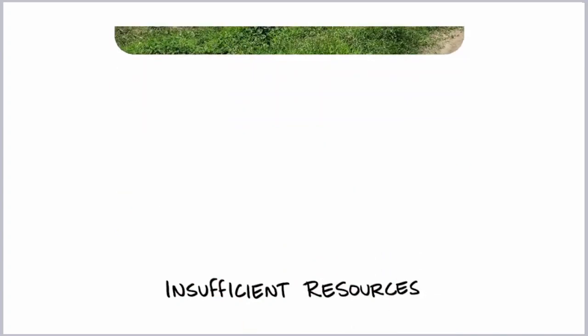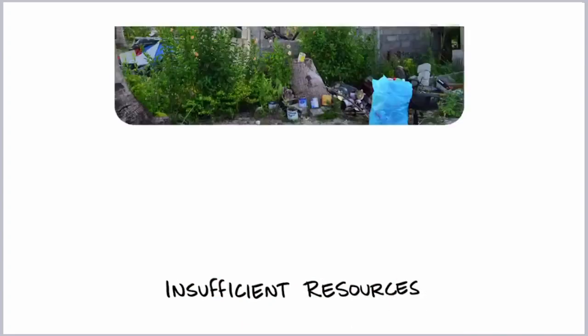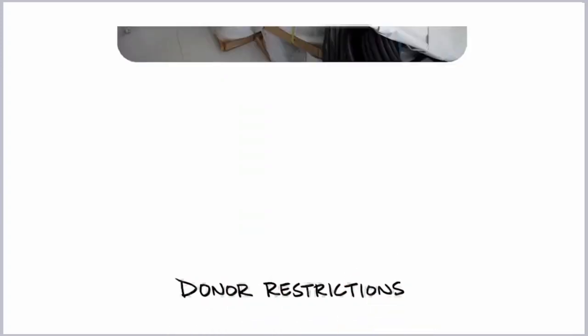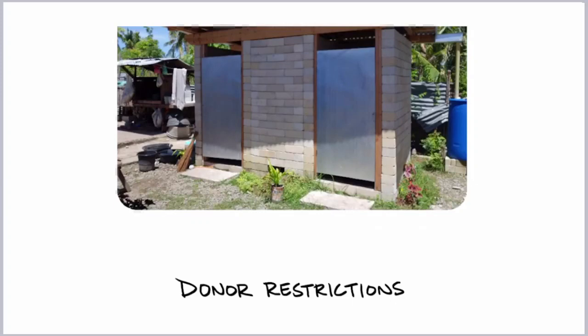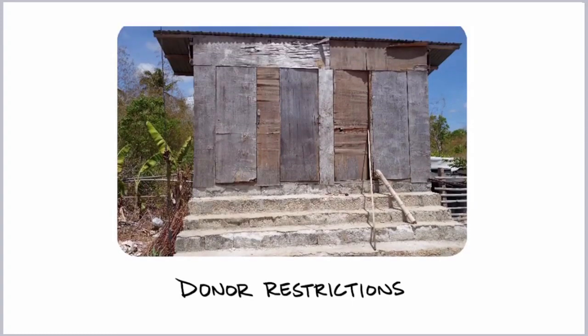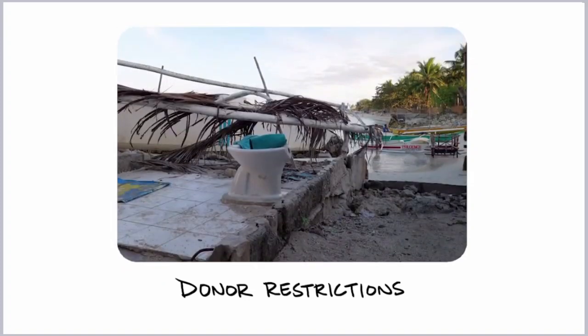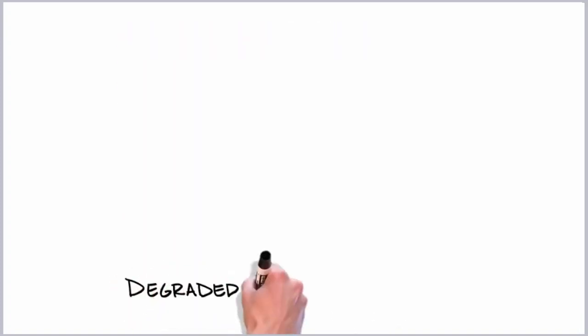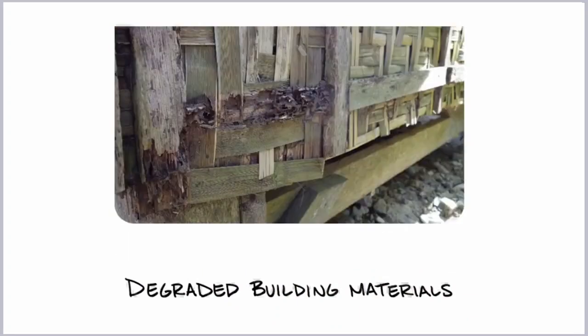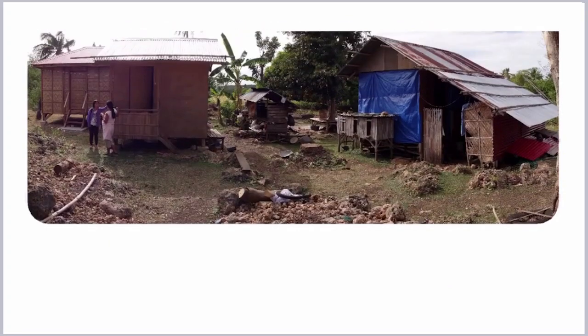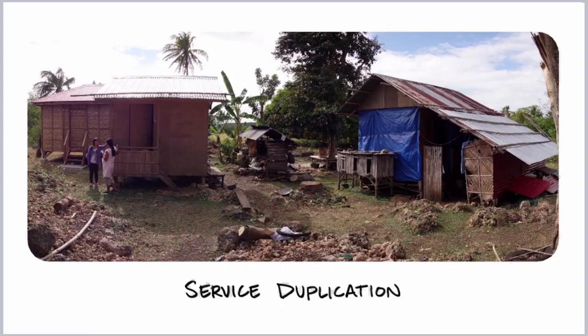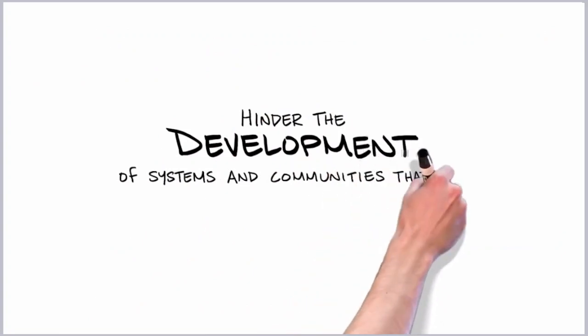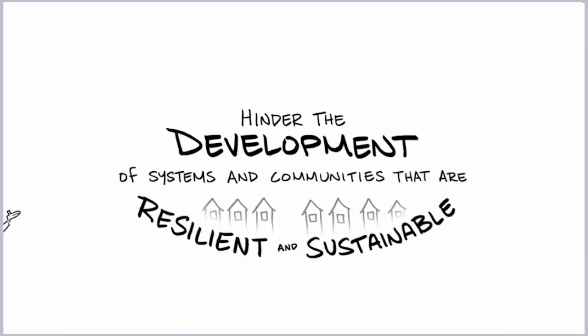Insufficient resources, where relief agencies simply ran out of money and materials to finish a housing project. Donor restrictions, like when donors specified that their money only be used for housing, which prohibited using the money for water and sanitation projects that were badly needed in the community. Degraded building materials, where supplies were used that were inadequate for local conditions. And service duplication, where multiple houses were built for the same family but by different relief agencies. All these problems hinder the development of systems and communities that are resilient and sustainable. So how do we overcome these problems for disaster reconstruction work?